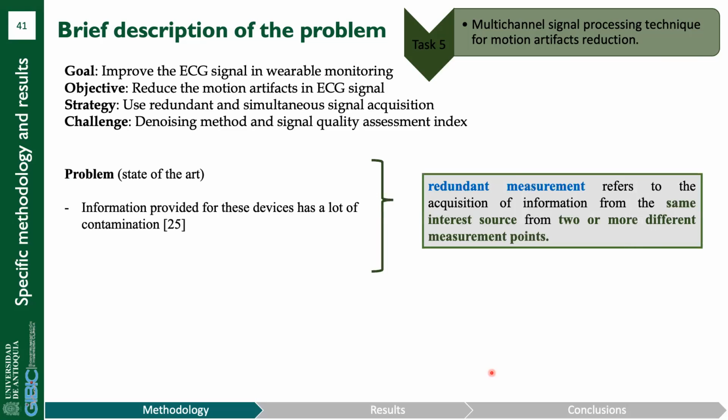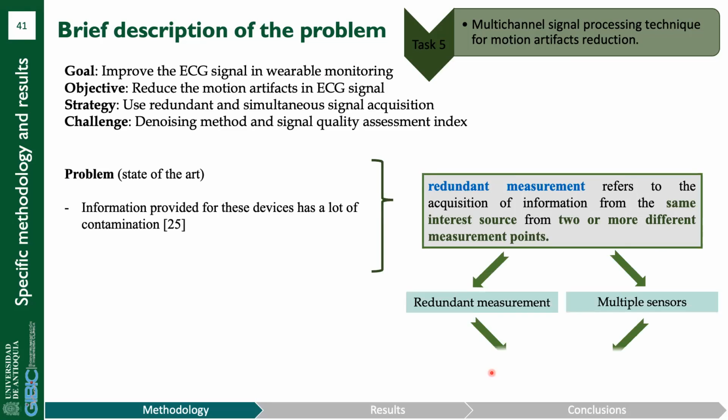Then I will clarify the meaning of the word redundant because sometimes it's confusing. In our case, redundant measurement refers to the acquisition of information from the same source of interest from 2 or more different measurement points. Then, using the redundant measurement and multiple sensors, we propose a method that we call redundant noise independent component analysis, or RDICA.